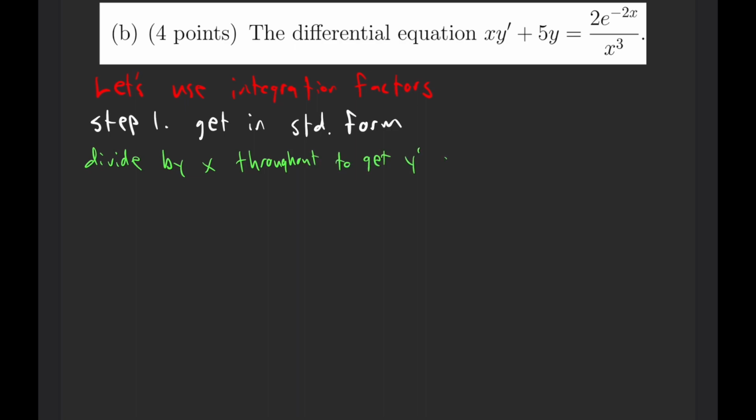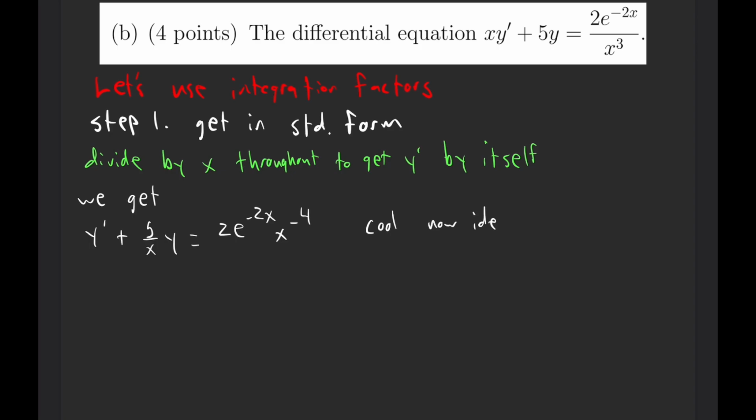So we're going to start off by dividing by x all the way through, and that gets y prime by itself, and then we get 5 over x times y, and we get 2e to the negative 2x over x to the fourth, and we can write that in the numerator as x to the negative fourth. And yeah, let's go ahead and look at what we're going to do from here.